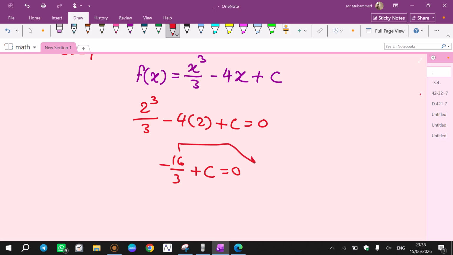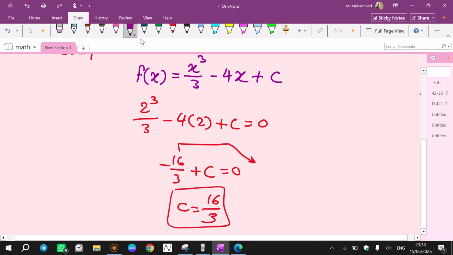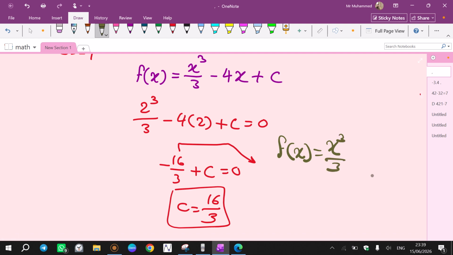Negative 16 over 3 goes to the other side. C equal to positive 16 over 3. Now I can write f(x) with confidence. f(x) equal to x power 3 over 3 minus 4x. Instead of plus c, I write plus 16 over 3. This is the answer. This is f(x).